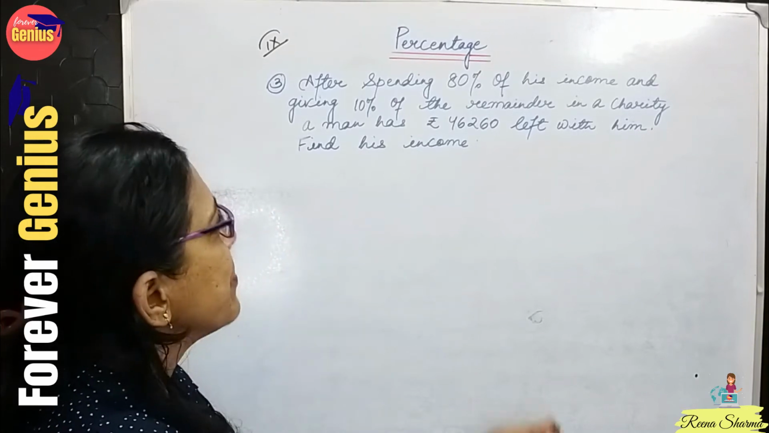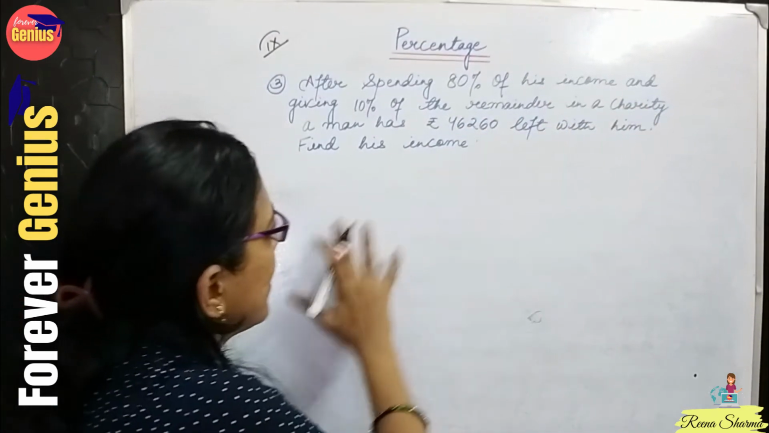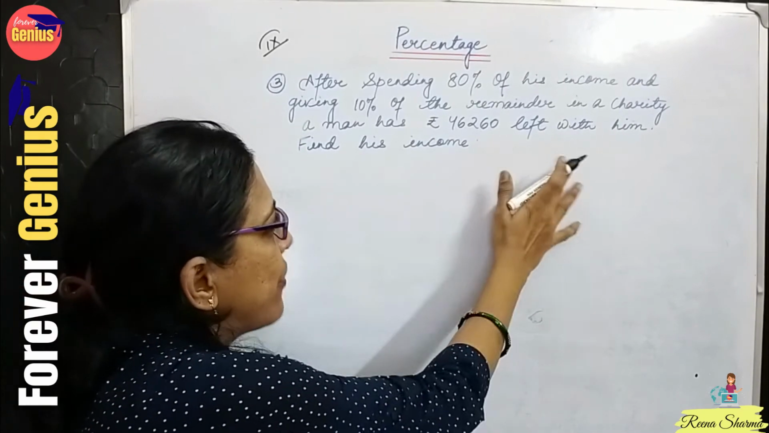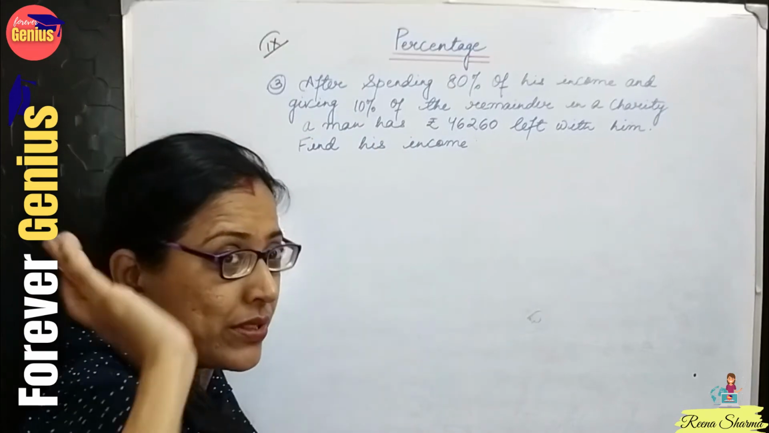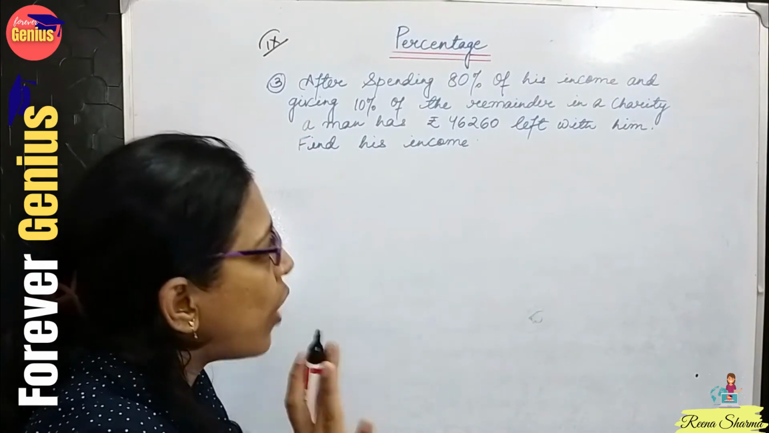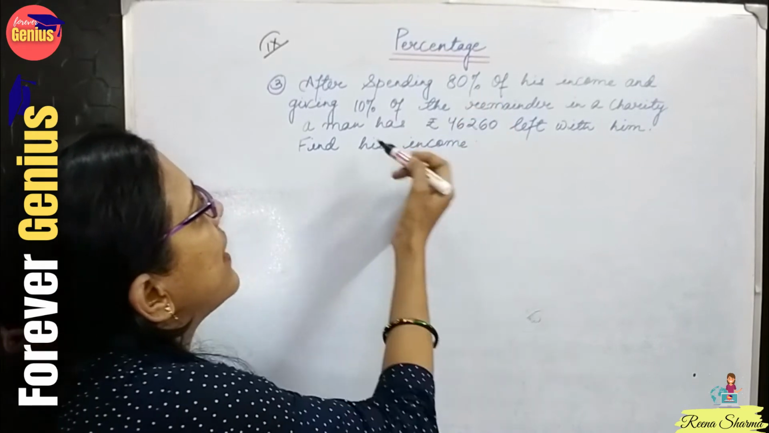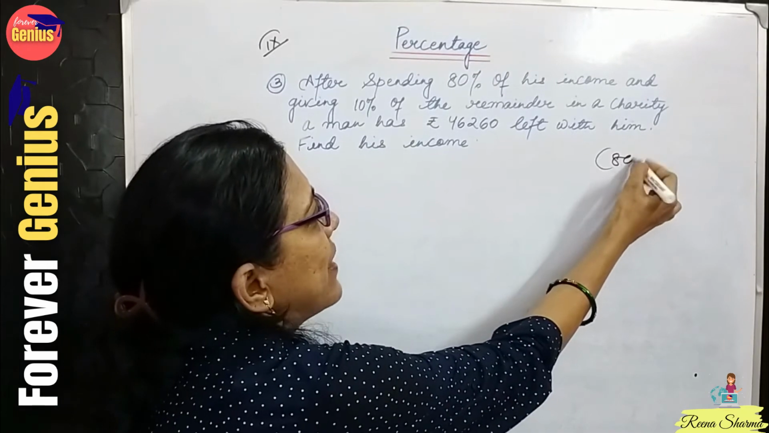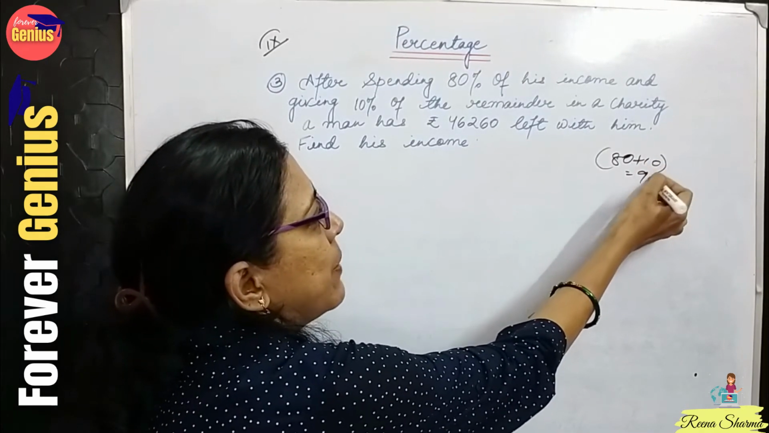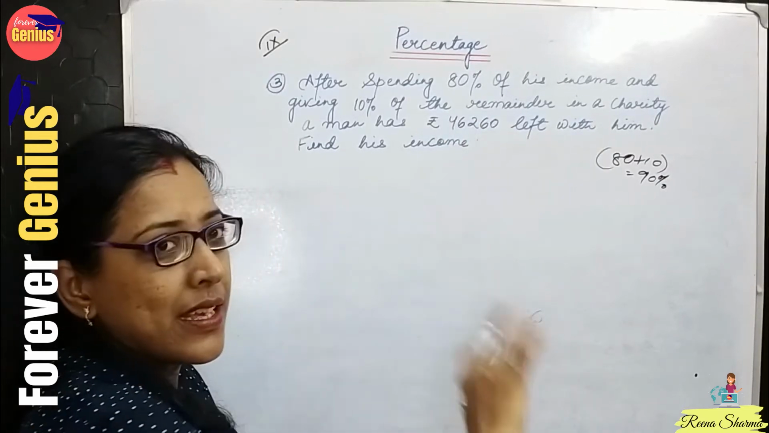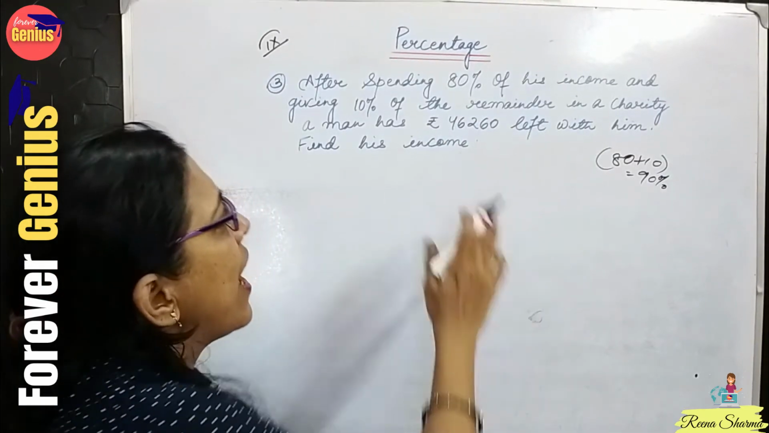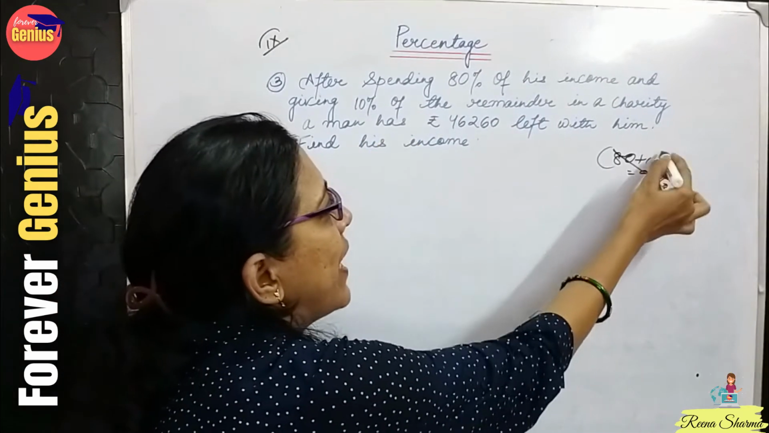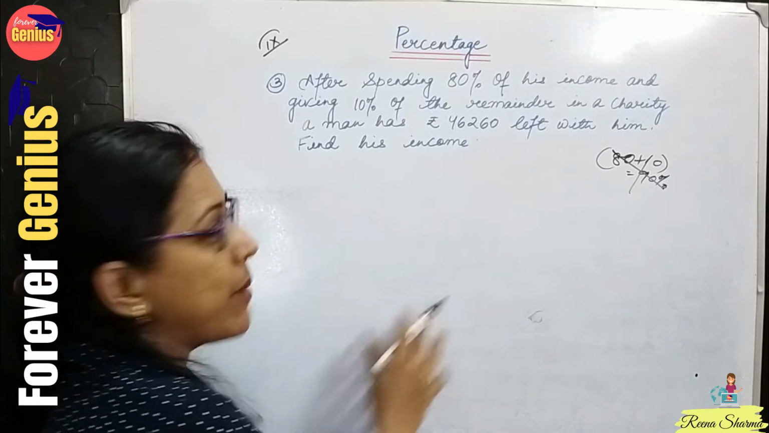Trust me, students. After spending 80% of his income and giving 10% of the remainder in charity, a man has this amount left with him. Find his income. What my students do a lot of times is take 80%, 10%, add 80 plus 10, that is 90%. So 90% is spent, only 10% is left, I got the 10%, so 100% will be that. No. Never make this type of calculation in this type of sum.